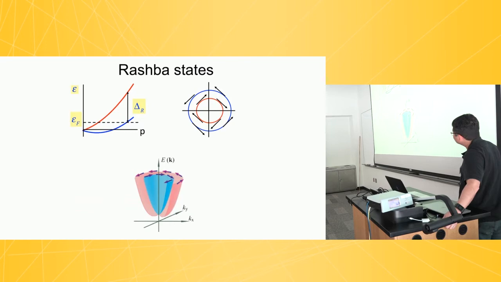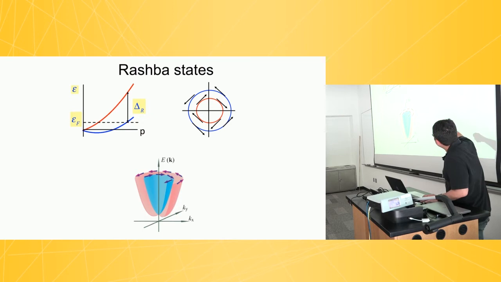In these kind of systems, what happens is that your band, which starts off as something like a Dirac cone, actually splits into two sub-bands, which are sort of spin polarized. Okay? And what happens is that in one of these bands, your spins are going to be pointing in plane and circulating clockwise, and then in the other band they are going to be circulating counterclockwise.